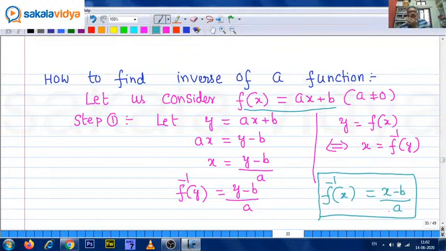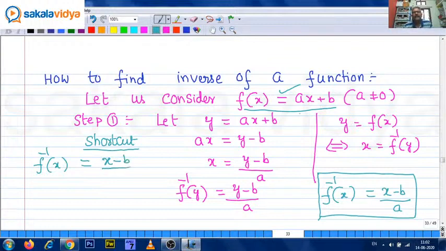I will explain the shortcut to find this. So remember this shortcut. If you want to find the inverse of this function, simply write down f inverse x equals, first, instead of this a, just delete a, write down x and subtract. If a plus sign is there, you need to change it to a minus sign: x minus b by the x coefficient. What is the x coefficient? A. So x minus b by a. Very simple manner we can write it.